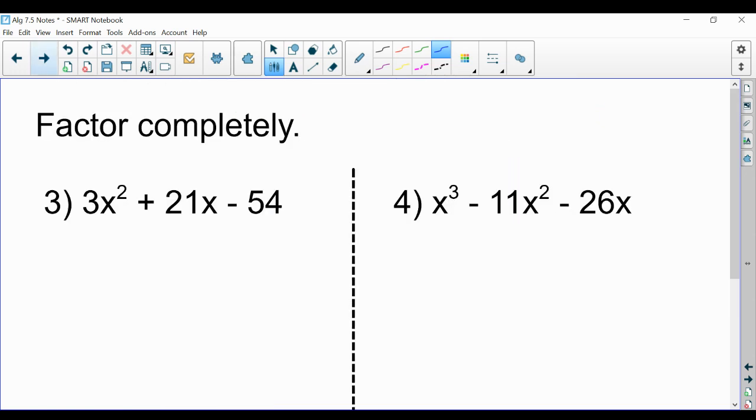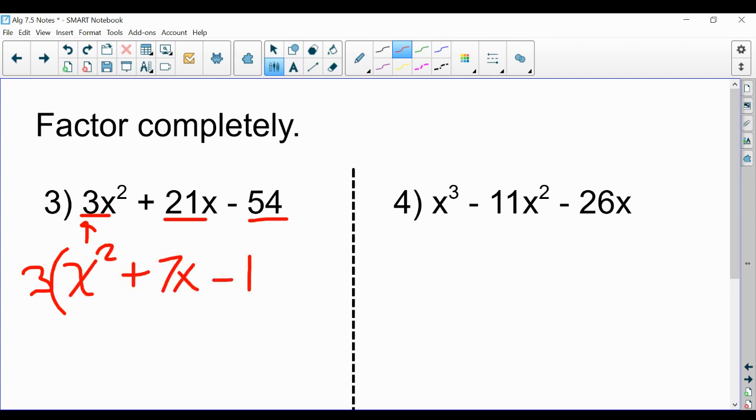Okay. All right. Here it says factor completely. Now, what makes number 3 different? Number 3 has a leading coefficient that's not 1. What you might notice, though, is that each of these terms has a common factor. And that common factor is 3. So I can pull the 3 out of everything, and I'm left with x squared plus 7x minus 18.